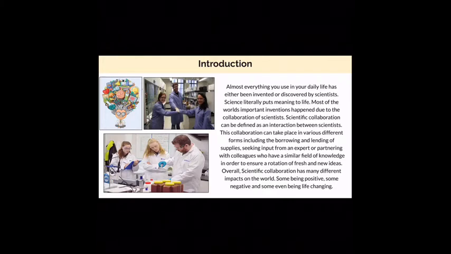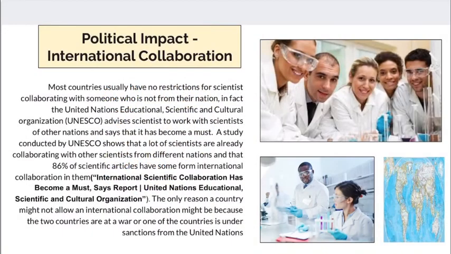Scientific collaboration can be defined as an interaction between scientists. Now, this interaction can take place in various different forms, including the borrowing and lending of supplies or resources, seeking input from an expert, or partnering with colleagues who have a similar field of knowledge in order to ensure a rotation of fresh and new ideas. Overall, scientific collaboration has many different impacts on the world, some being positive, some being negative, and some even being life-changing. Political impact, international collaboration.